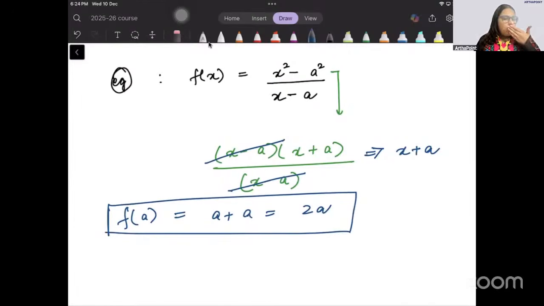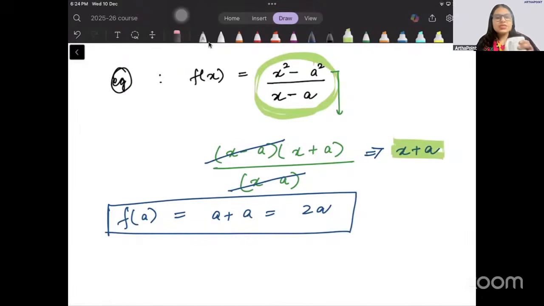So we could fix it by redefining the function. My original function is this, but I fixed it by writing it as this. Right? This is called removable discontinuity.